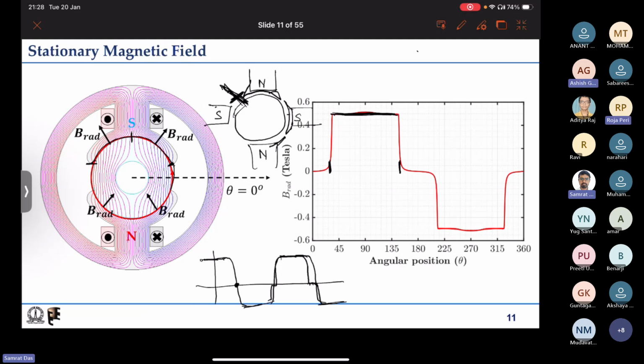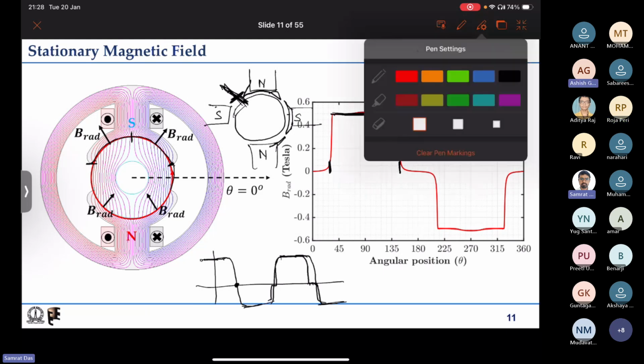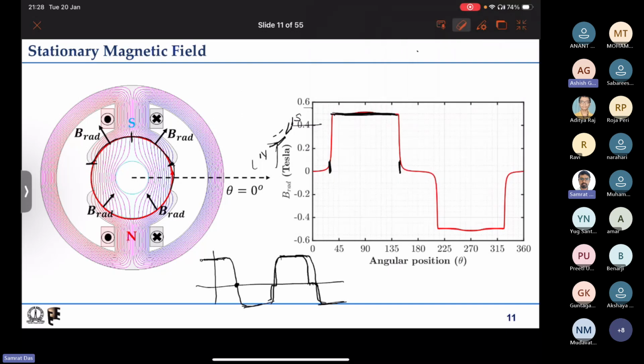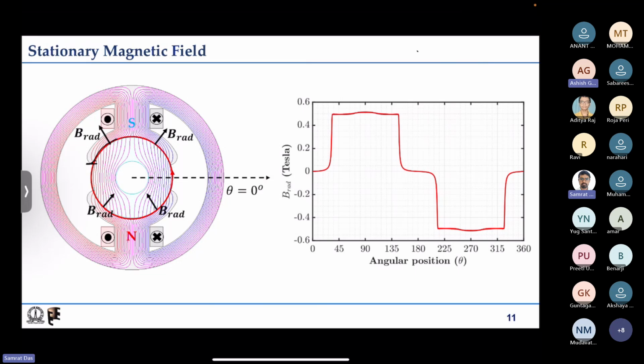Thank you. I have a doubt. When we have a four pole machine, and the flux density develops like a quasi square wave, with a zero level and a high level.